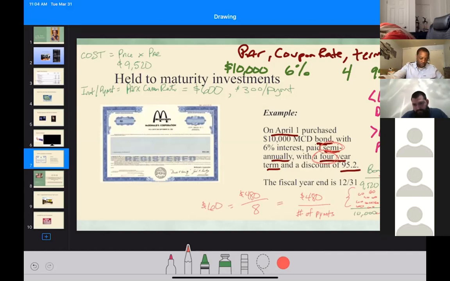So now we're doing our journal entry. Any questions? Where did you get the 480 from? So this 480 is the difference between 10,000 and 9,520. Oh, okay.